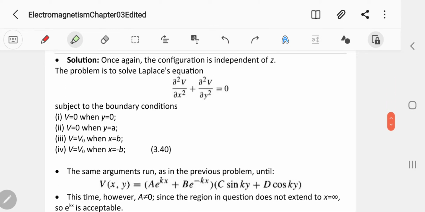So for the solution, once again, we have to solve the Laplace's equation that is dependent on x and y, because the configuration doesn't depend on z. And it has to fit the boundary conditions: at y equal to 0, the potential is 0. At y equal to a, the potential is 0. At x equal to b, the potential is V sub 0. And at x equal to negative b, the potential is V sub 0.